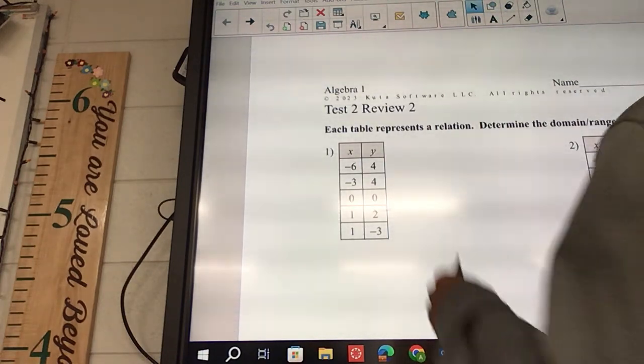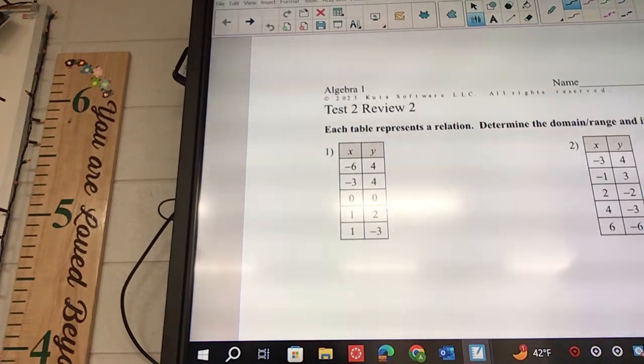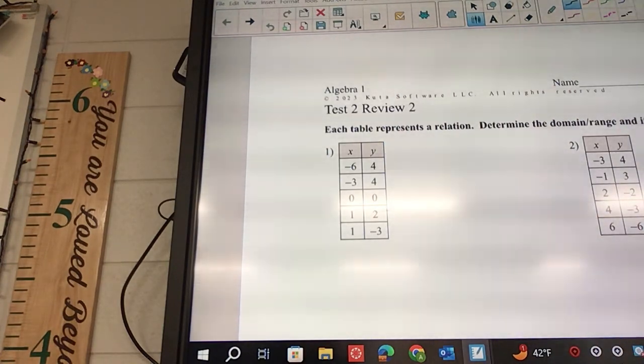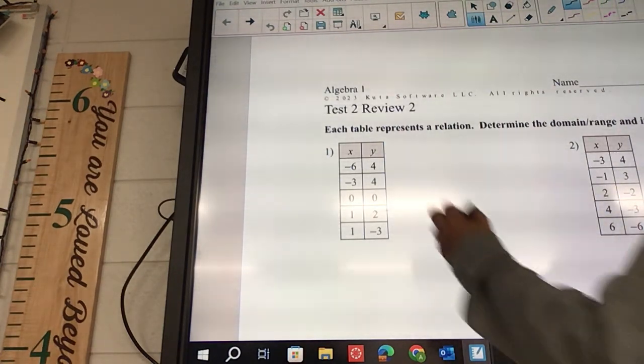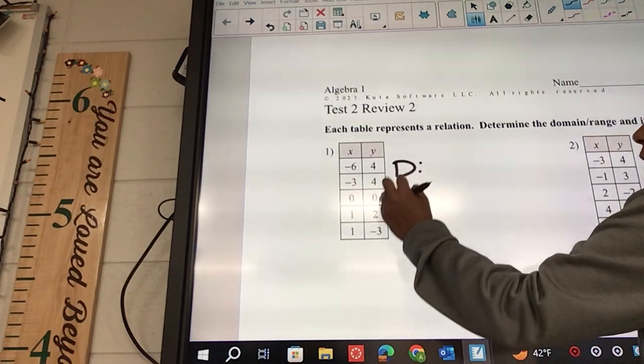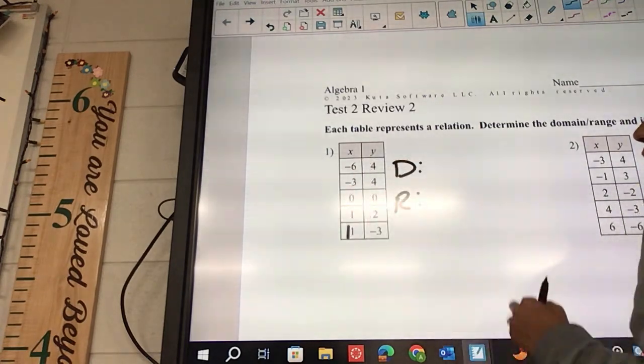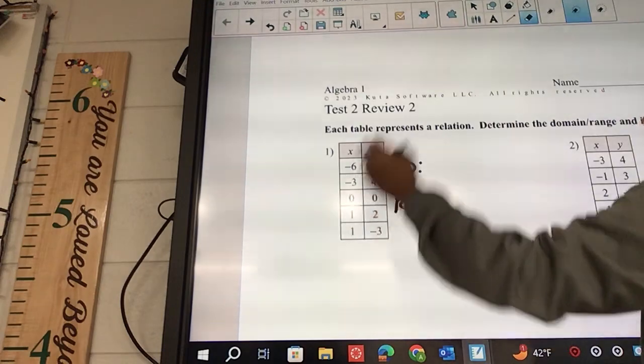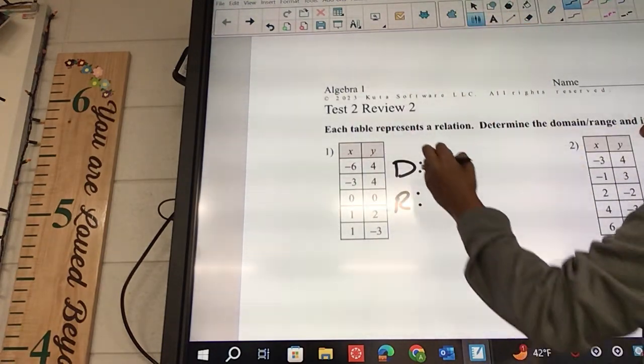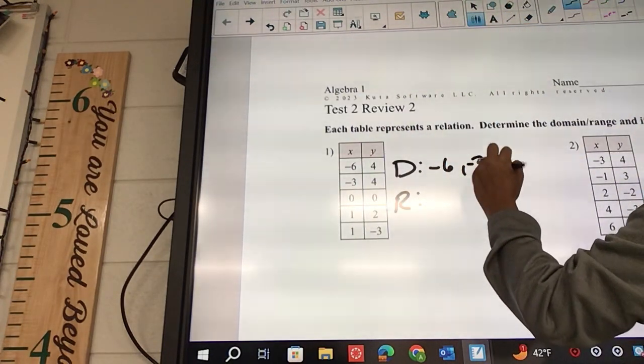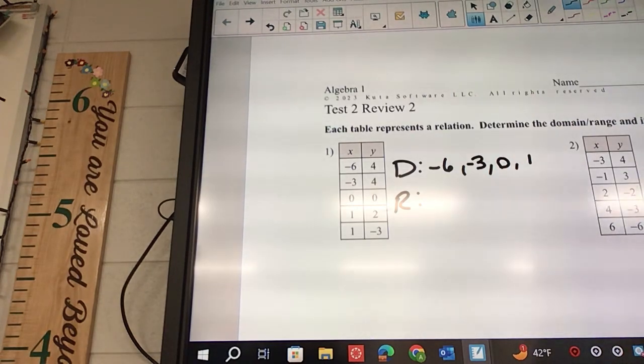Okay, so if we look at this very first one, each table represents a relation, determine the domain and range, and then whether it's a function or not. The domain is going to be all the x's, and we do not write the same number down twice. So it's going to be -6, -3, 0, and 1. And make sure that you don't write down 2 ones because that would be repeating.